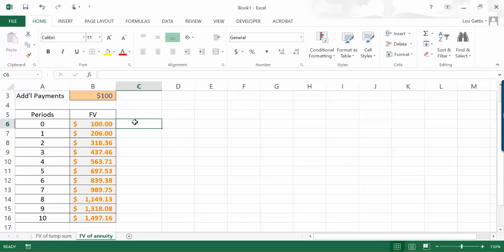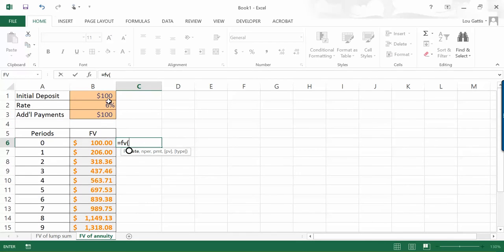Now I could have done this with my FV function. So I can type in FV or equals FV. Put in my 6%, I'll anchor that, F4. I'll put in the period. I'll put in the payment. I'm going to put in minus 100. Since this is putting money into an account, that's an outflow. I'll make that negative. And I have an outflow. I'm going to put $100 in the account today. So that's another outflow.